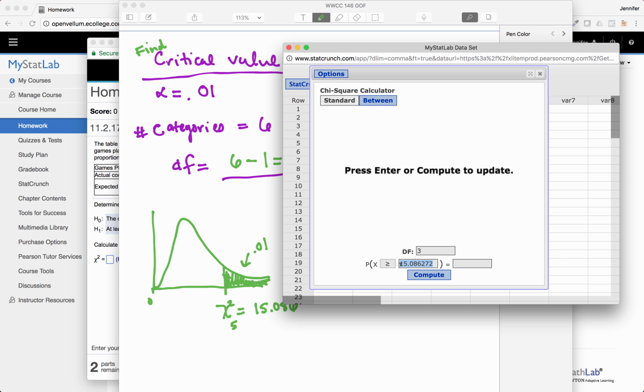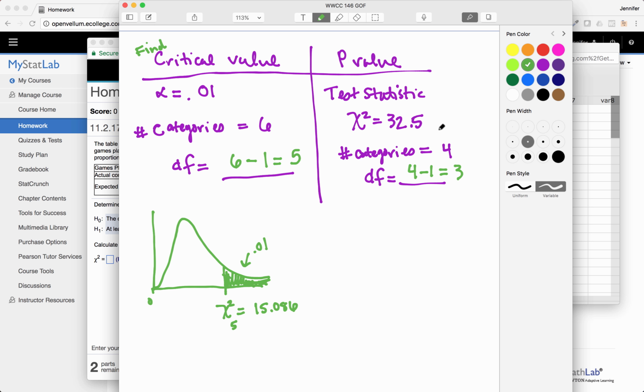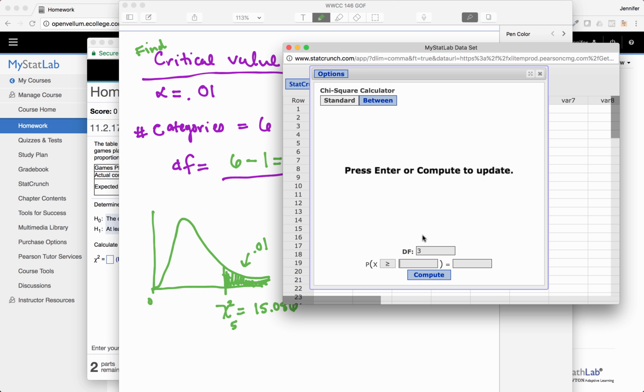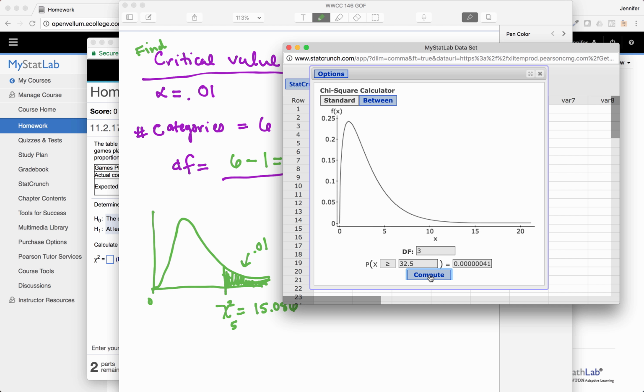And now I need to put in what my test statistic was. So that was 32.5. All right. And this area in the tail, that's what we're going to get when we push compute. So here I pushed enter already, but you notice that there's no red showing up, and that makes sense because the area in the tail is crazy tiny. Look at how many decimal places with zeros that is.